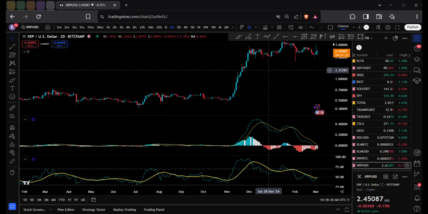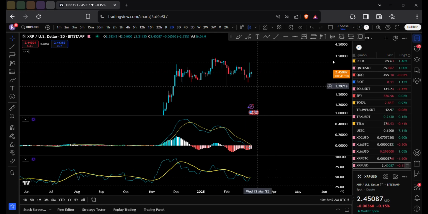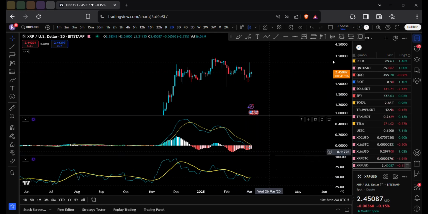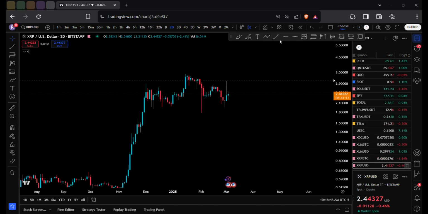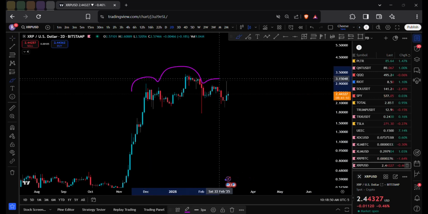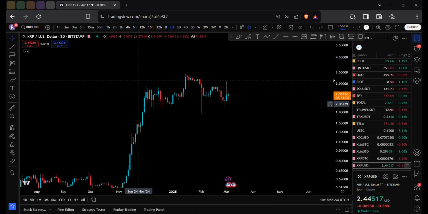XRP, same thing, right? I want to see the same low with a higher low, showing me that we have a reversal to the upside. This still looks like a head and shoulders, right? 1, 2, 3. Playing it safe. Some coins might look more bullish than others.